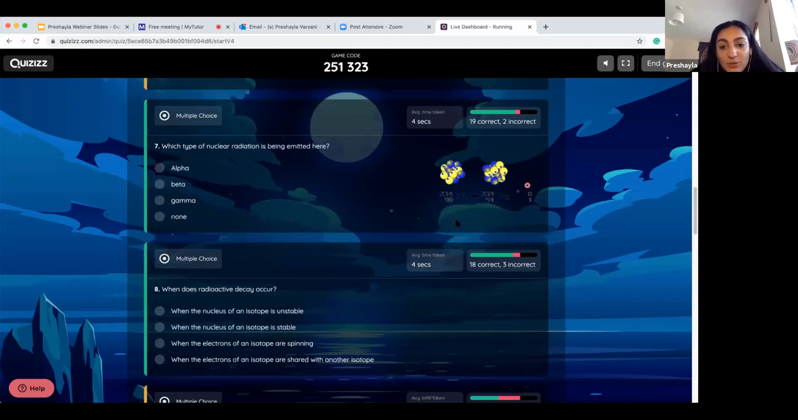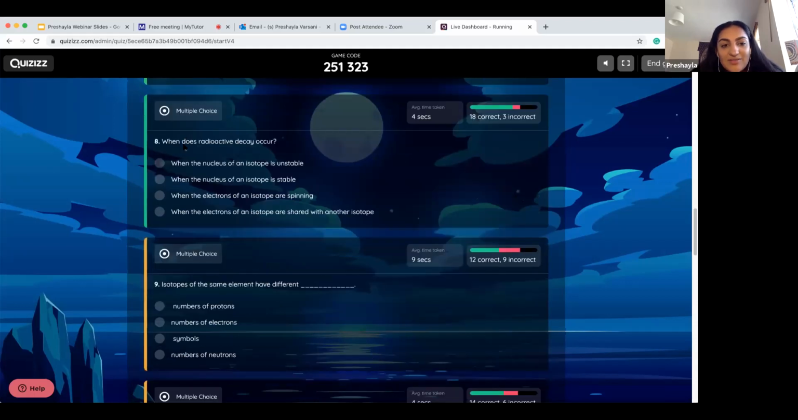Which type of nuclear radiation is being emitted here? You pretty much all got that correct, so really well done. And you can see here that it's an electron that we're getting emitted and therefore it's a beta particle, or beta radiation. When does radioactive decay occur? Radioactive decay occurs when our nucleus is unstable. Again, loads of you getting that correct. Really well done. When it's unstable, it releases radioactive decay to try and get more stable.